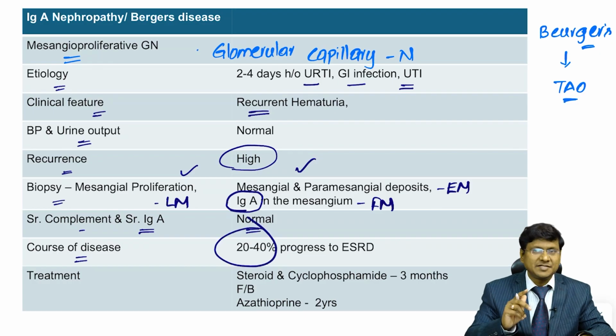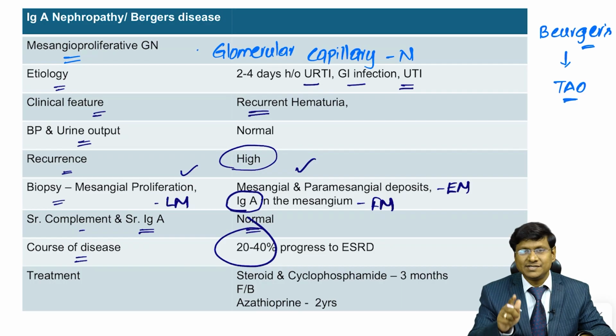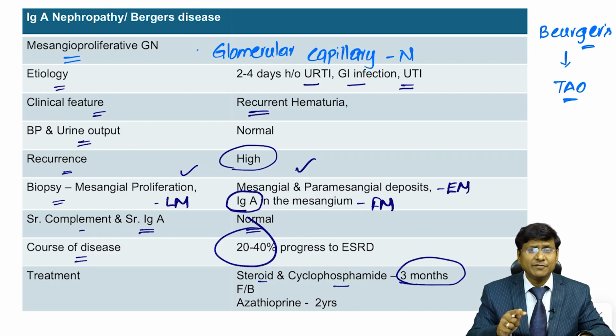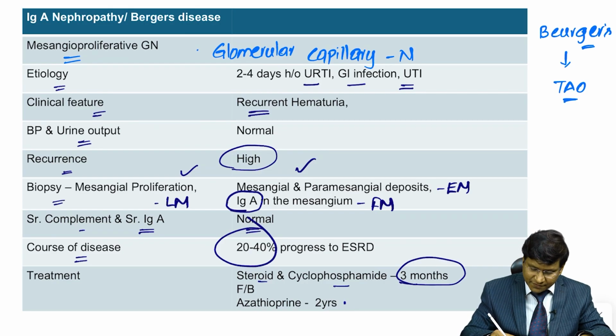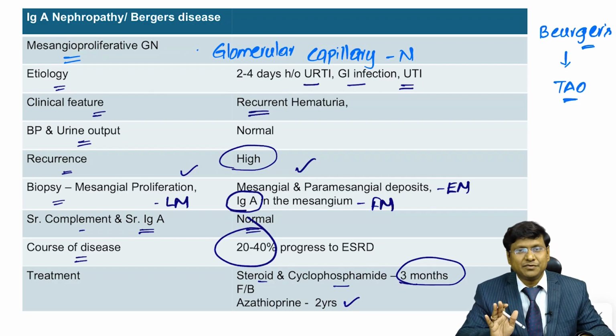And 20 to 40% of the individuals progress to the development of end stage renal disease. This is when the individual will have the development of hypertension, and they'll have the features of fluid overload. And how do you treat these patients? You need to give steroids and cyclophosphamide for nearly around 3 months. And this will be followed by supplementation of azathioprine for nearly around 2 years. So this is about IgA nephropathy, the quick revision.